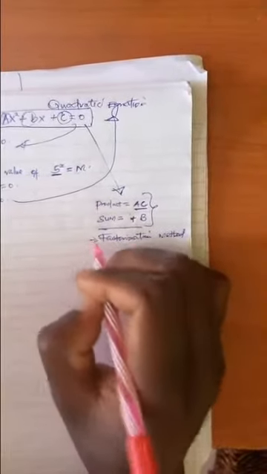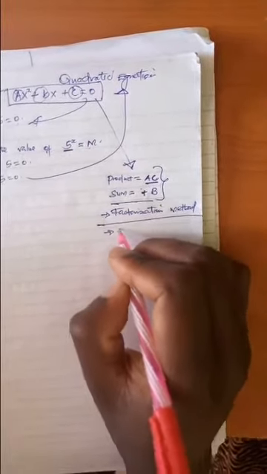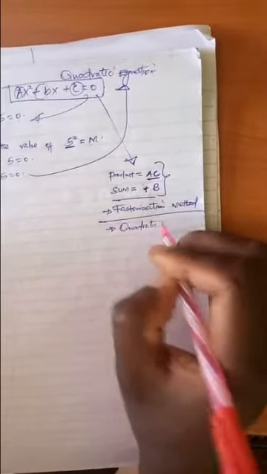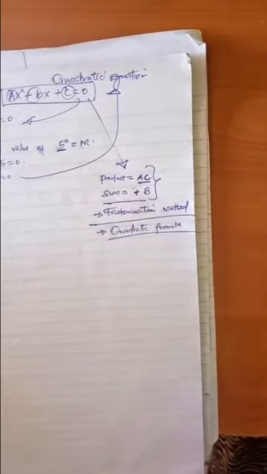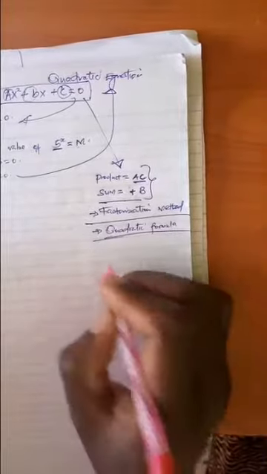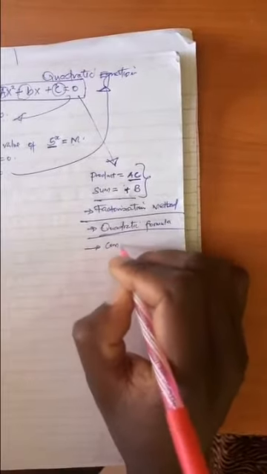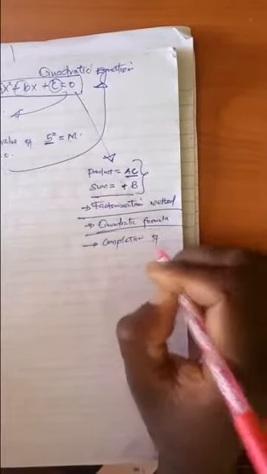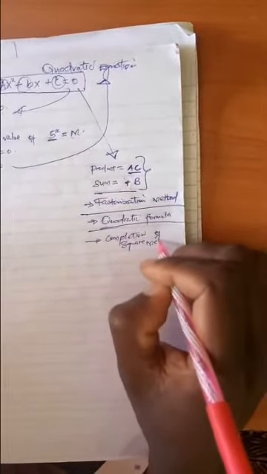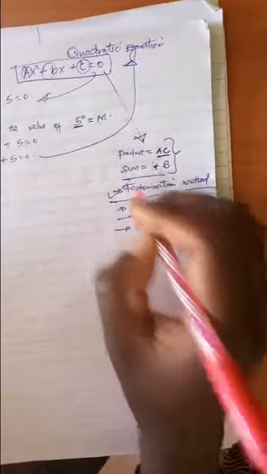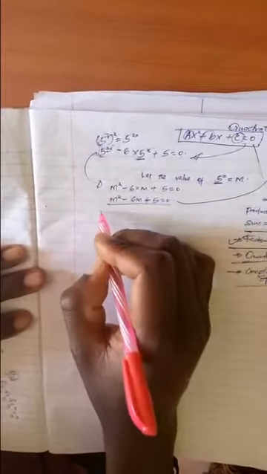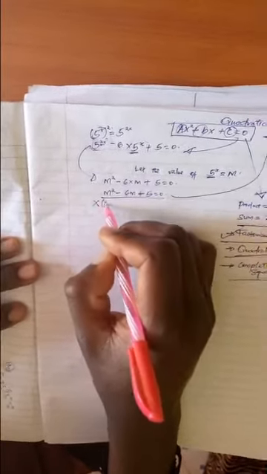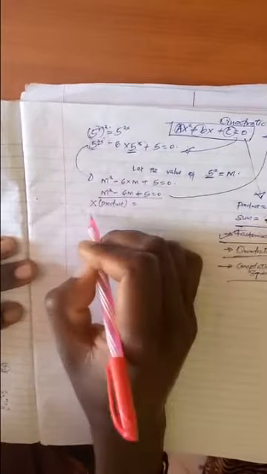I'm going to show you how to use that method. You can also decide to use another method, that is the quadratic formula. It's there in your tables; you can look at the back of your mathematical tables. And we also have the completing the square method. But today I want us to look at the factorization method. So on this quadratic equation, we find the product and the sum.